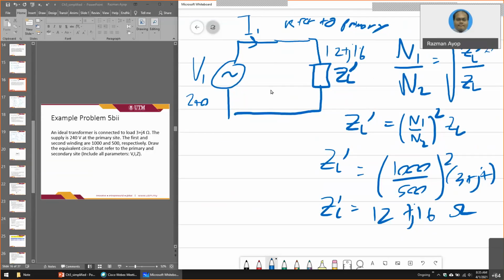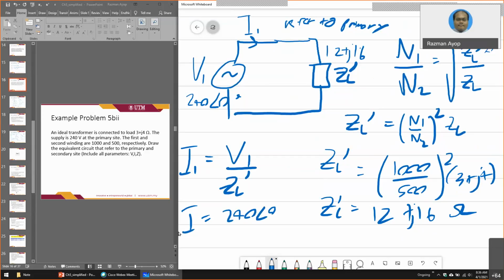And how about the current? So you have the voltage. Remember that the voltage across here is the same because there is no other component. So I1 is just equal to V1 divided by ZL prime. So I equals 240. If they give only this, make sure that you put 0 degree. Divided by 12 plus J16. So use your calculator to calculate this.